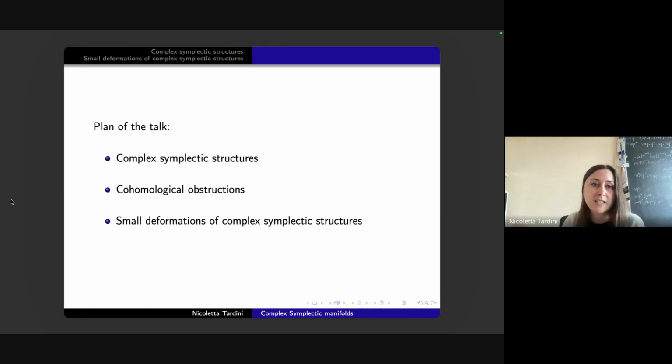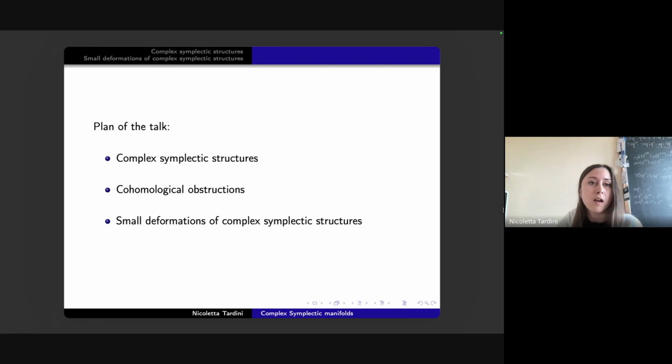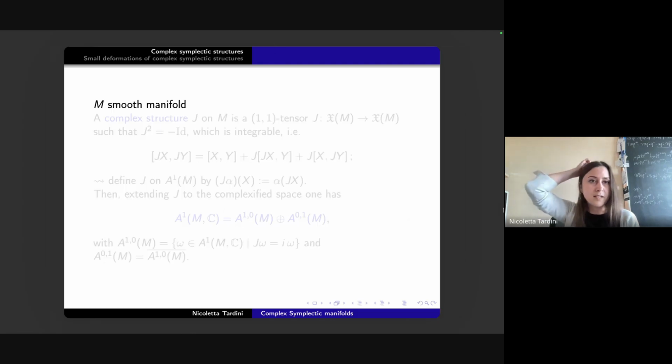Because in fact, the existence of a complex symplectic structure on a complex manifold will give some cohomological obstructions and in fact also some topological obstructions. And then the main part of the talk essentially will be devoted to discussing their behavior under small deformations, okay? All right, so let me start.